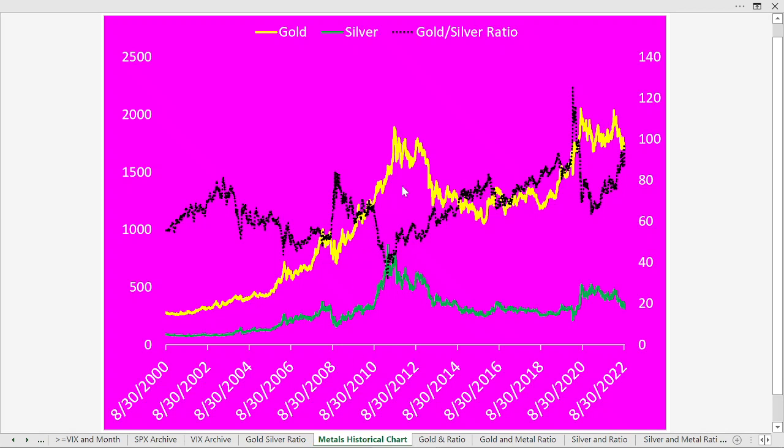Now, we'll take a look at our historical charts, where we see here the yellow line is the price of gold going back to the year 2000. The green line is the price of silver. These two metals tend to work in tandem. However, they do differ from time to time. And the black dotted line represents the gold-silver ratio.